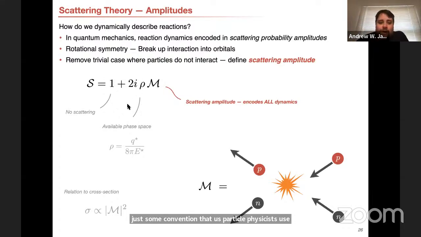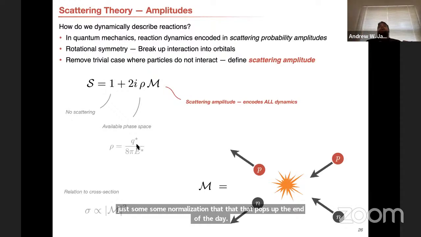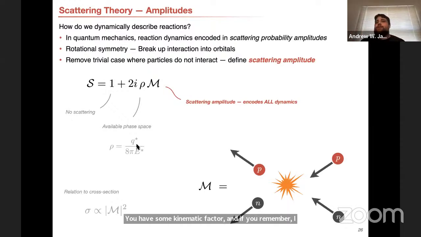At the end of the day, it's just some normalization that pops out. You have some kinematic factor. And if you remember, I went through this justification of having the available phase space that these two particles can take up. Well, this is where it starts creeping in. We're going to have this kinematic factor now become explicit, where this phase space factor here describes the kinematic distribution of the two particle system.